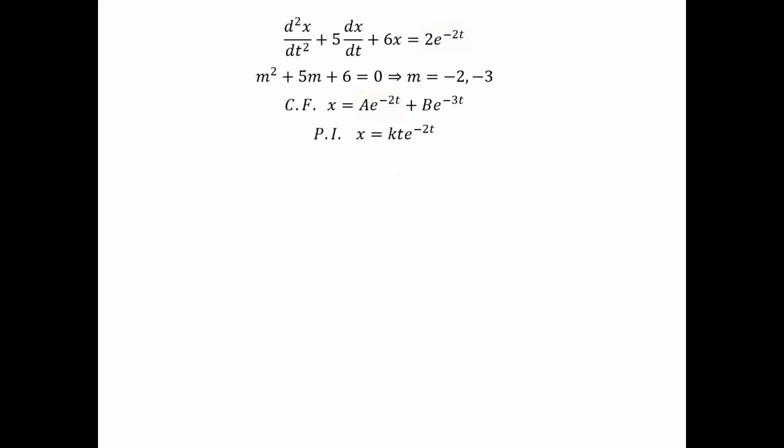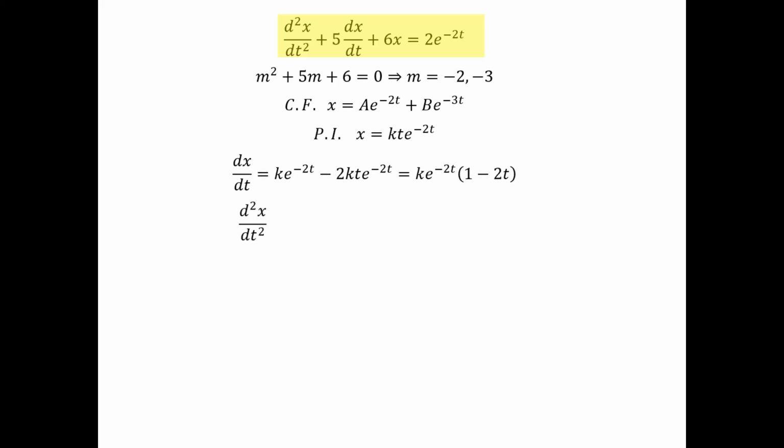So I need to stick x, dx over dt, and d2x over dt squared into the second order differential equation to find out what the k is. Dx over dt, I need to use the product rule here. Differentiating the t gives me k e to the minus 2t, and differentiating the minus 2t gives me that. I can tidy up a little bit, take a factor of k e to the minus 2t out.